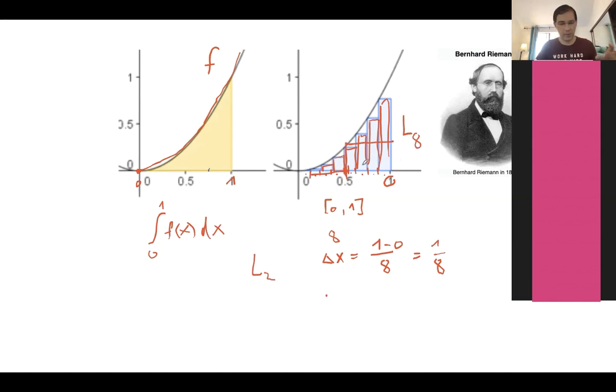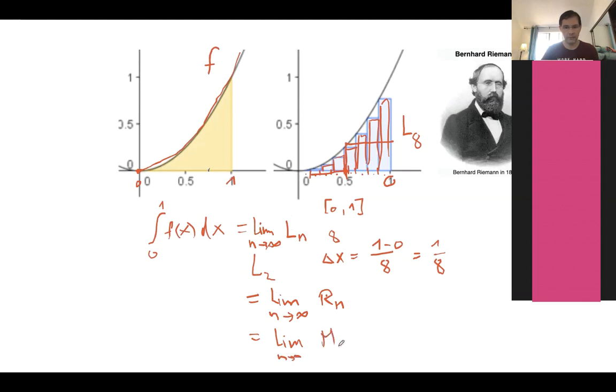So that's the idea of approximating the definite integral. And the definite integral was defined as the limit when n goes to infinity of those left endpoint sums, Ln. This is the same as the limit as n goes to infinity of the right endpoint sums, Rn, or the midpoints. So it's the same as the limit when n goes to infinity of the midpoint sums, Mn.